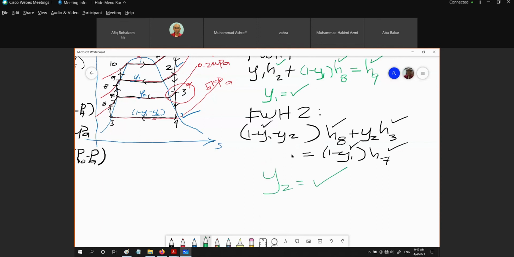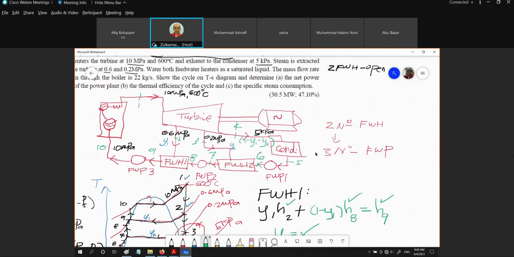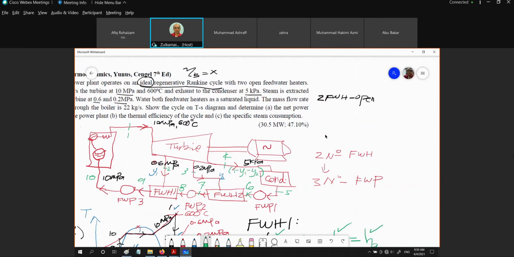Okay guys, try to get all the enthalpy, and we are going to continue tomorrow, inshallah. Try to get all the enthalpies, or if you can go ahead, solve for the net power output, then the thermal efficiency, and the specific steam consumption. Okay, so I'm going to take your attendance right now. Any questions, guys?